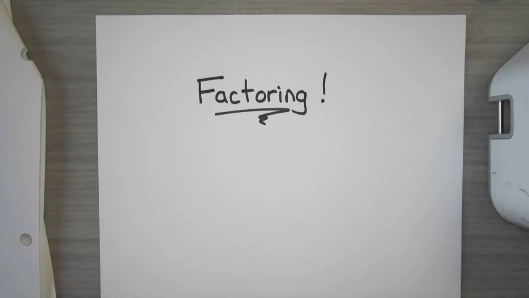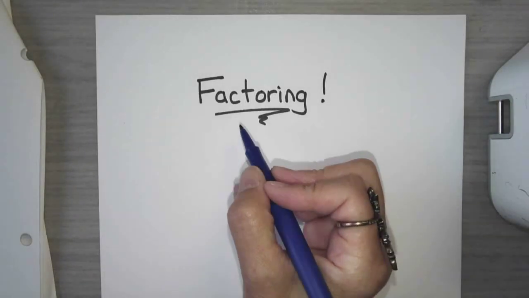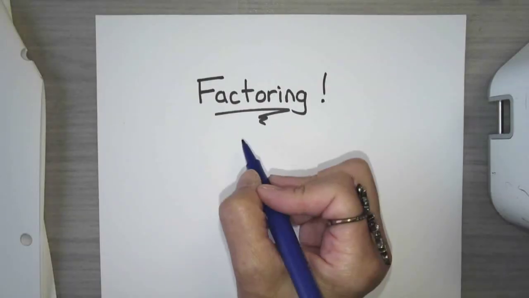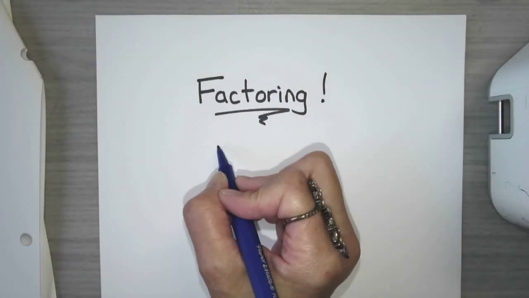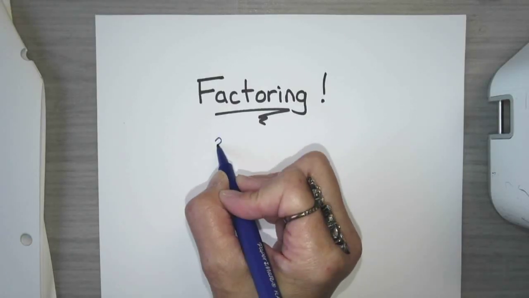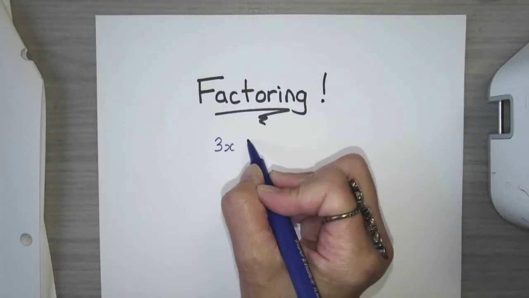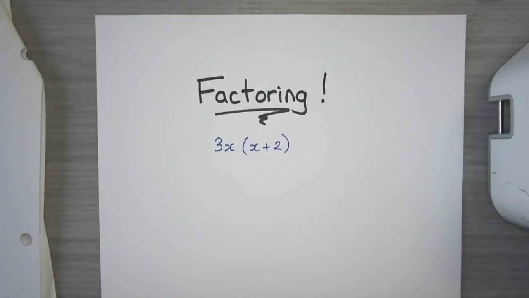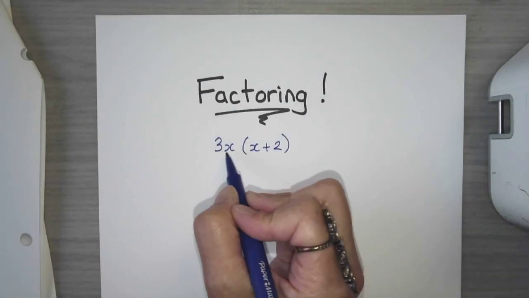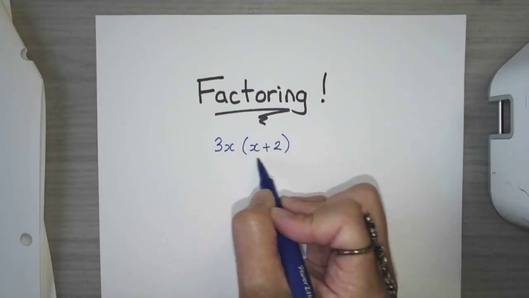We're going to look at factoring today. So our lesson today is on factoring. When we're factoring, what we're trying to do is get things so that they are multiplication. So what factors are is that we're multiplying things together. So for instance, we might have something that looks like this, 3x times x plus 2. So we like that. That's in factored form because it's 3x times this binomial here.